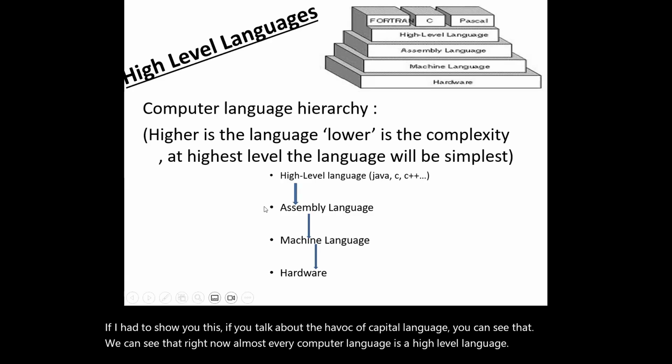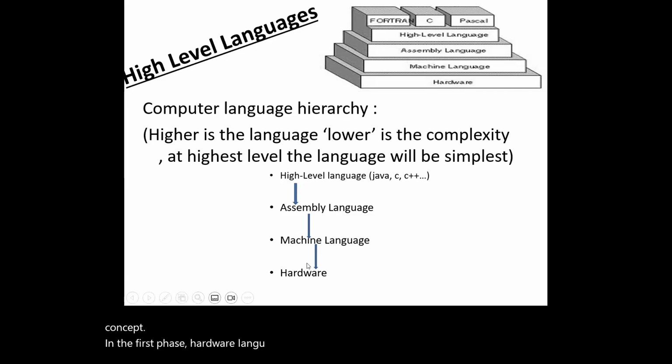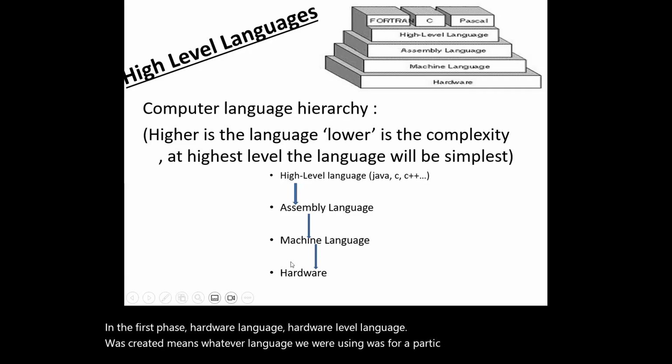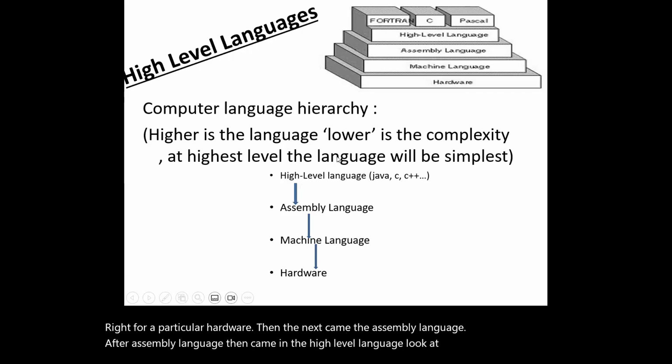But before that, before the programming language came into existence, in the first phase, hardware level language was created, means whatever language we were using was for a particular machine, for a particular hardware. Then the next came the assembly language. After assembly language, then came the high level language. Look at this diagram very carefully.